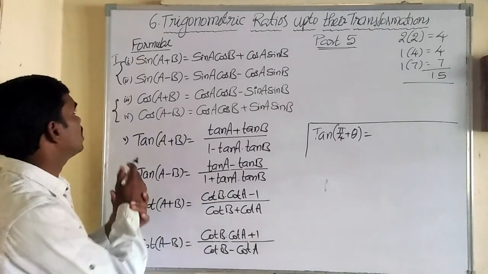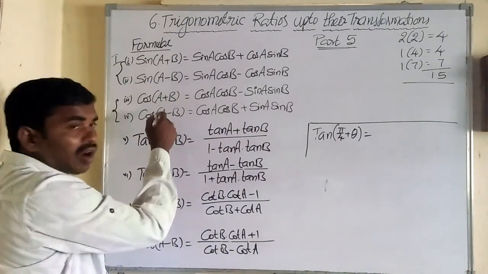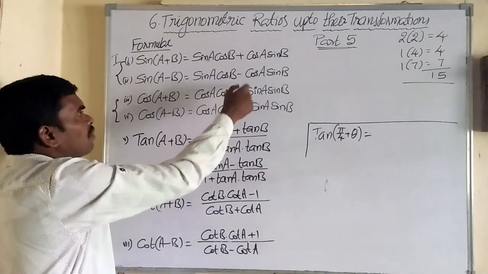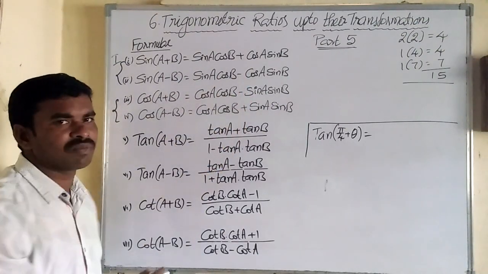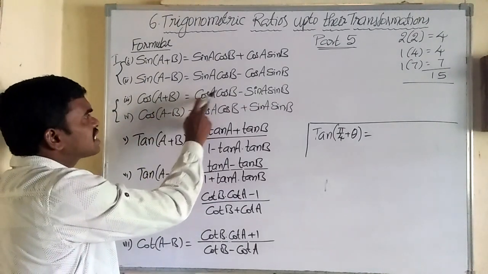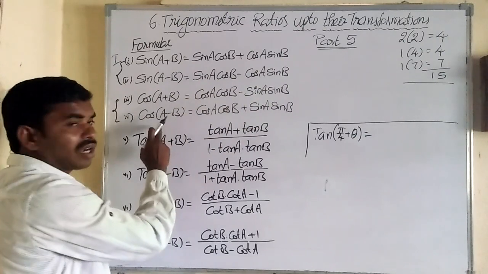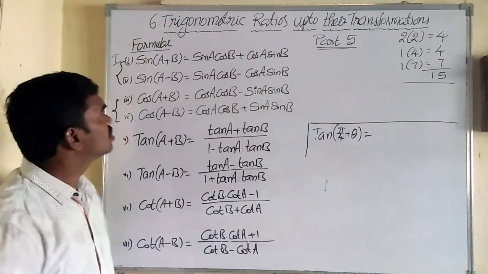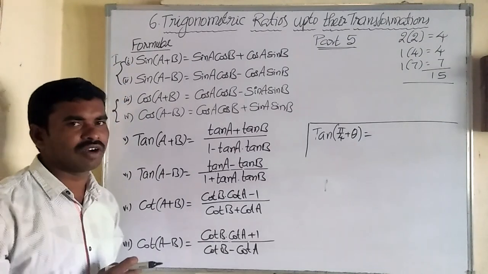Now observe here, if you follow in order, it is plus, minus, minus, plus: the middle two formulas are negatives and the first and last formulas are positives. So for cos of a plus b, we get cos a cos b minus sin a sin b. Cos of a minus b is cos a cos b plus sin a sin b. So these are the four important formulas.